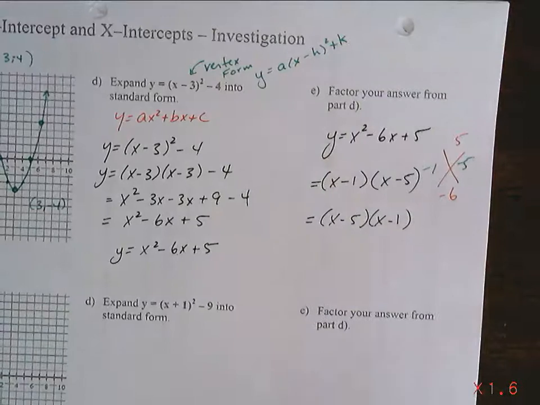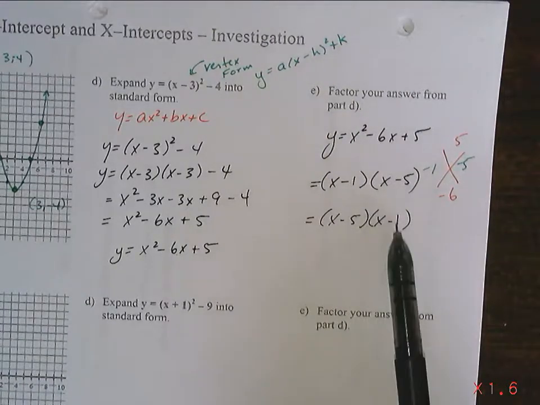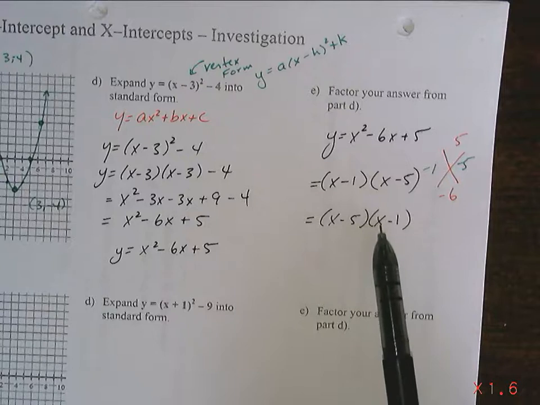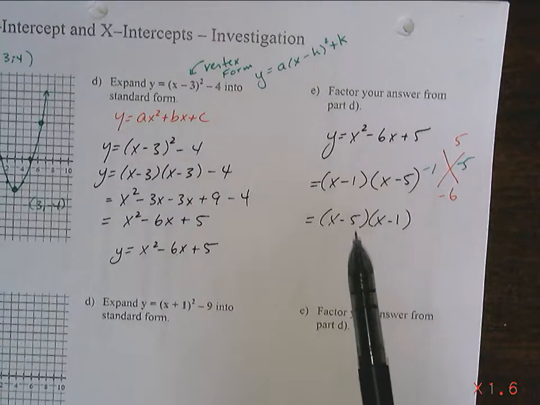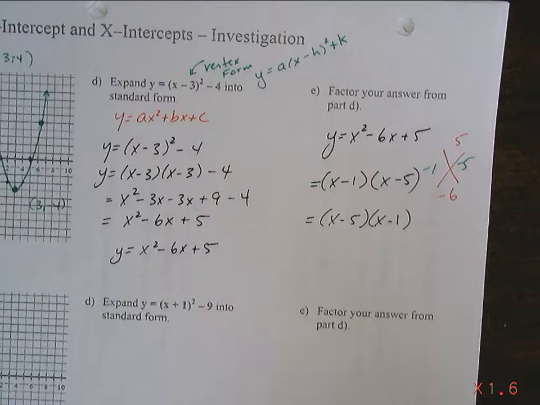Now, let's check it real fast and make sure we're right. x times x is x squared. x times negative 1 is negative 1x. And negative 5x gives us negative 6x. Negative 5 times negative 1 is 5. Yay! That's it. That was a lot of fun.